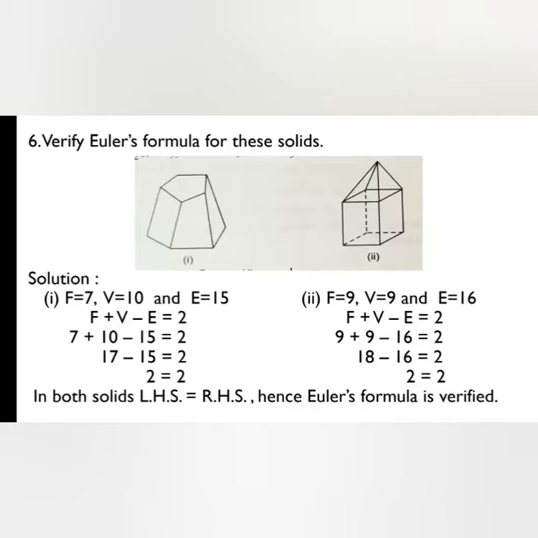Next, question number 6. Verify Euler's formula for these solids. Now you can see in the question two figures are given. One is a pentagonal prism and another is a pyramid. First you have to find out how many faces, how many vertices and how many edges each figure has, and then after finding the faces, vertices and edges, you have to use Euler's formula to verify that they are solids.